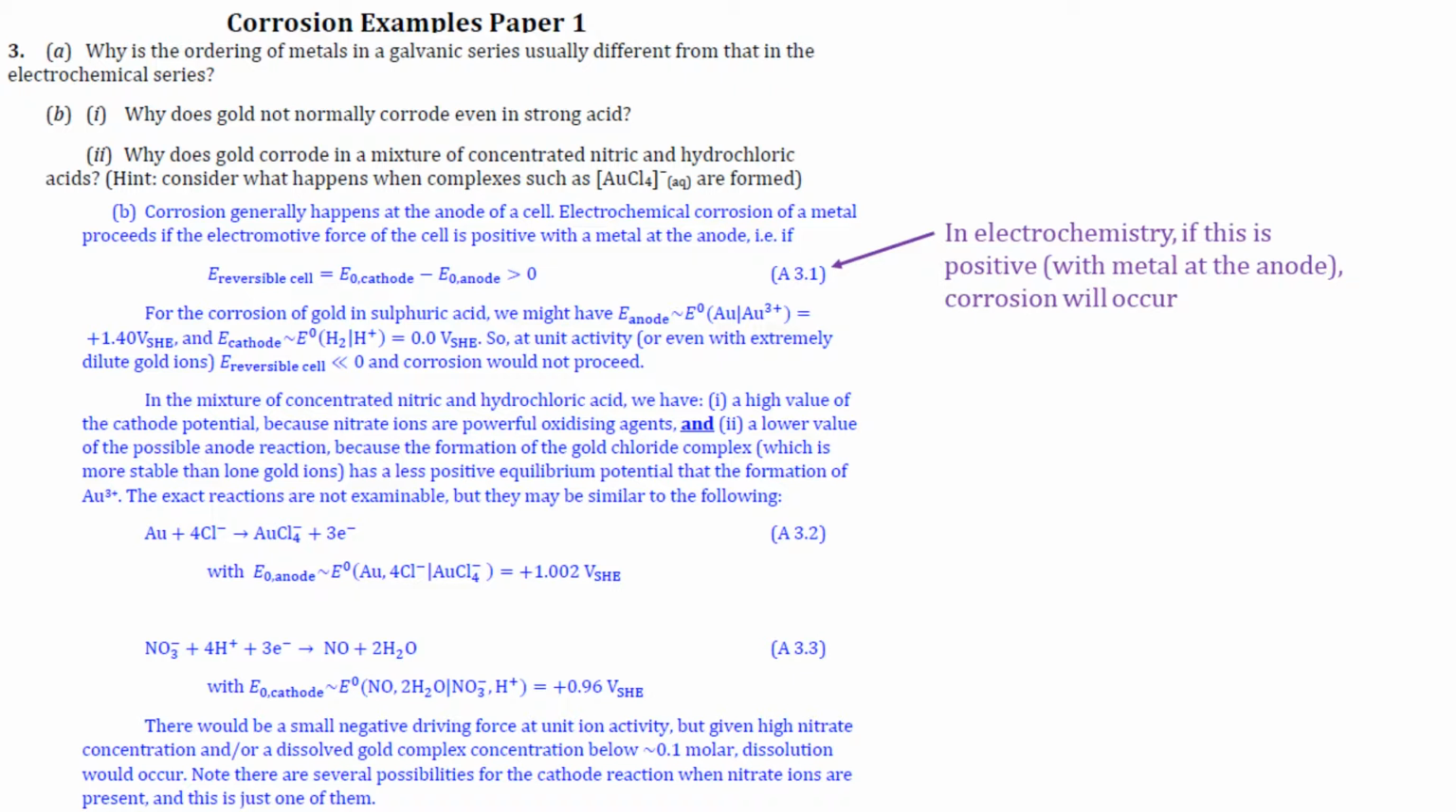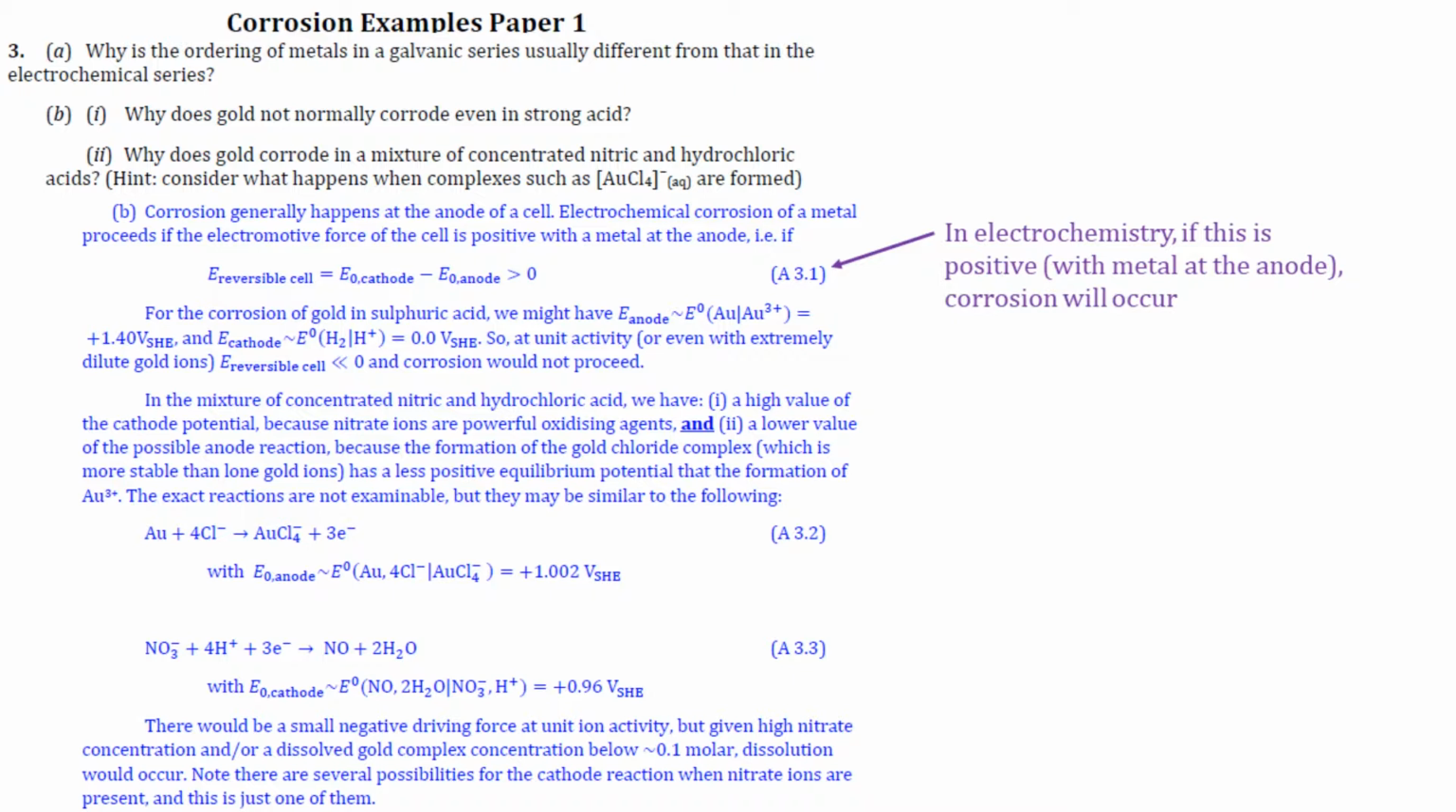Now, these exact reactions are not examinable, but they might be something like the ones in A3.2 and A3.3. Taken together, you would end up with a small negative driving force if you considered the standard electrode potentials at unit ion activity, but it's close enough to 0 that given high nitrate concentration and or a dissolved gold concentration below, say, 0.1 molar, dissolution would be predicted to occur. So in this way you do expect gold to dissolve into the concentrated nitric plus hydrochloric acid.